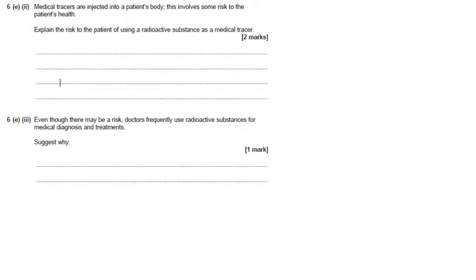The risks of using radioactive substances in medicine are that radiation causes ionizations, and if the cells of the body are ionized, this may harm them or cause mutations to the DNA or cause cancer or kill healthy cells.